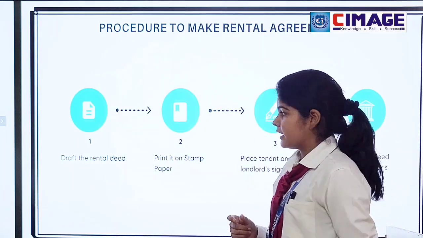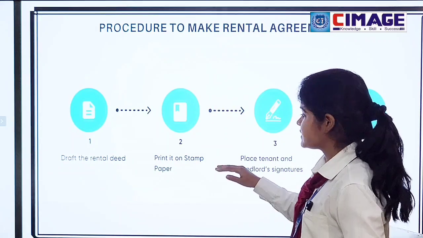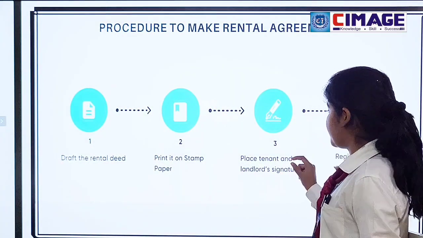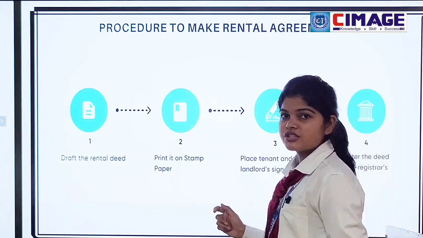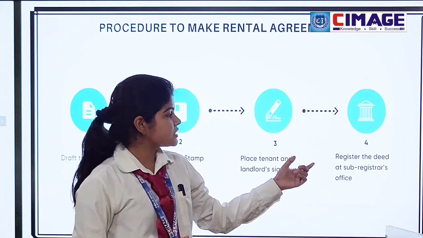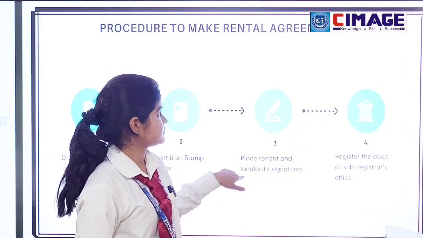Procedure to make a rental agreement. First one is draft the rental deed. Second one is print it on stamp paper. After then, place tenant and landlord's signature. Both signatures will be mentioned in the agreement. And the last one is register the deed at the sub-registrar's office.